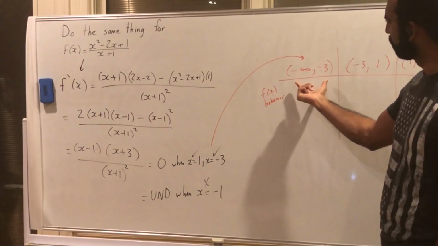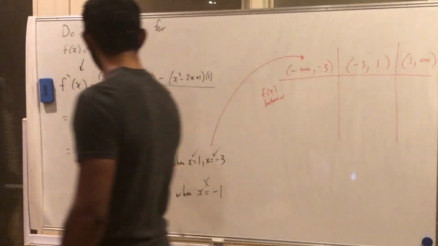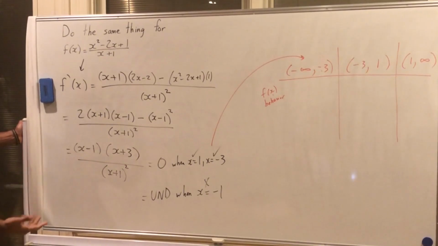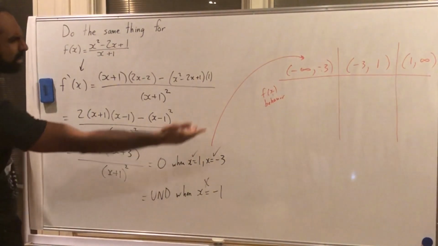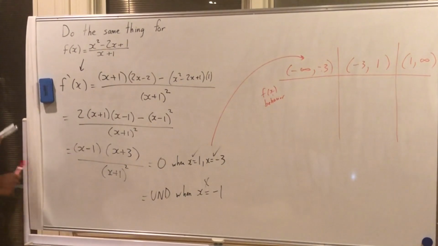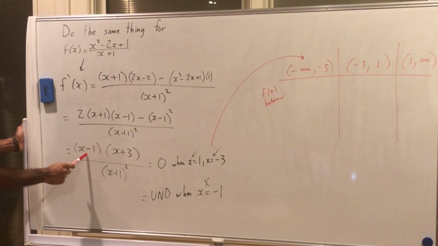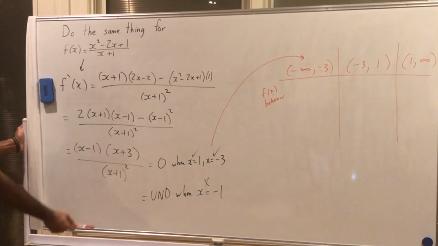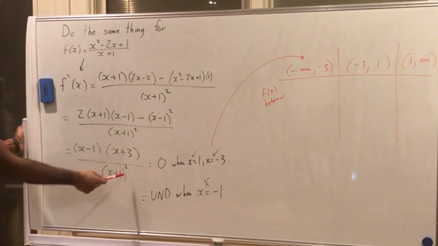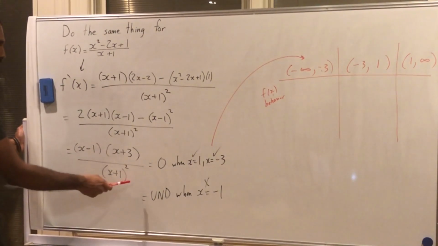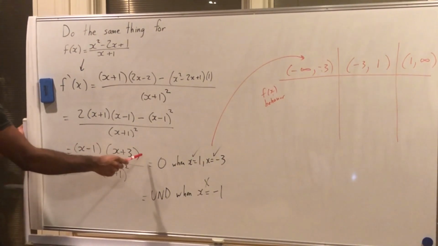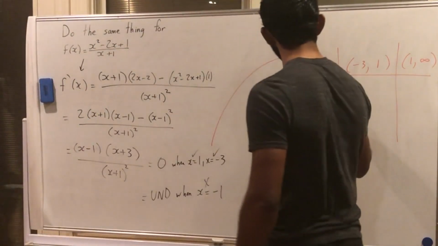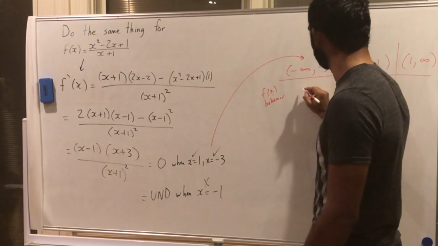Okay, right here, pick a number from inside here, throw it in this function in the nice factored form, and tell me if you get a positive or a negative value. So let's say negative 10. If I stick negative 10 in this, I get negative 11 times negative 7, all divided by a negative squared, which is a positive. The denominator is always positive, you're always squaring it, so you really only have to worry about the sign of this product up top. So that would be positive. Right, so we'd say positive slope, which means it's increasing, right?